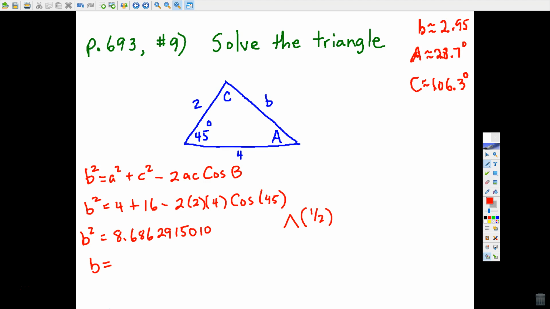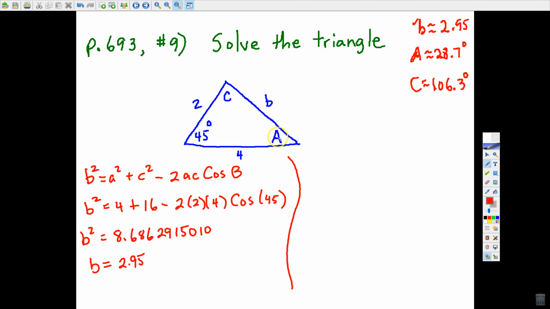And I'll do the same thing. And I got 2.95. And that's the measurement for side B. Okay, so that's how the law of cosines works. So let's see if we can find one of the angles, and once we find one of them, then we can just use the 180 degree principle to find the other one.